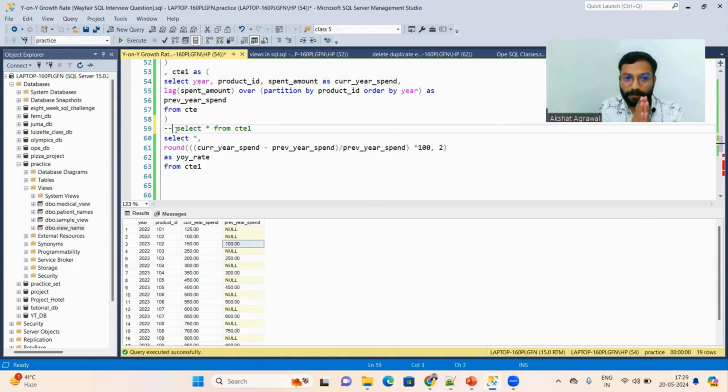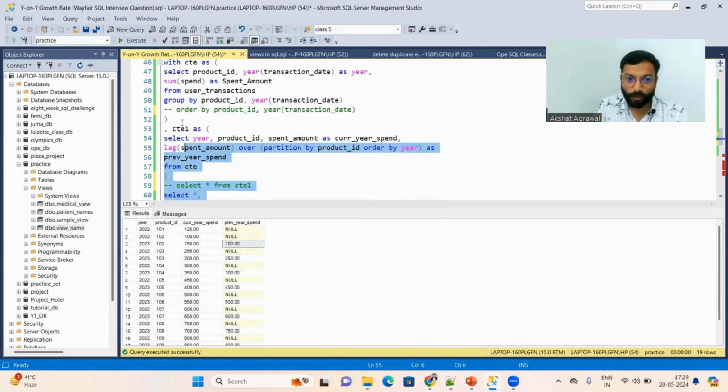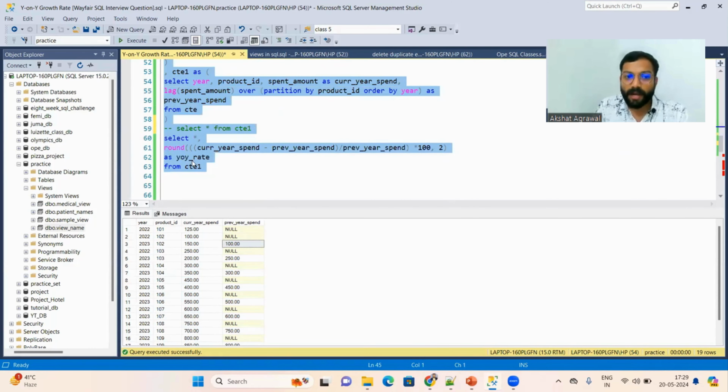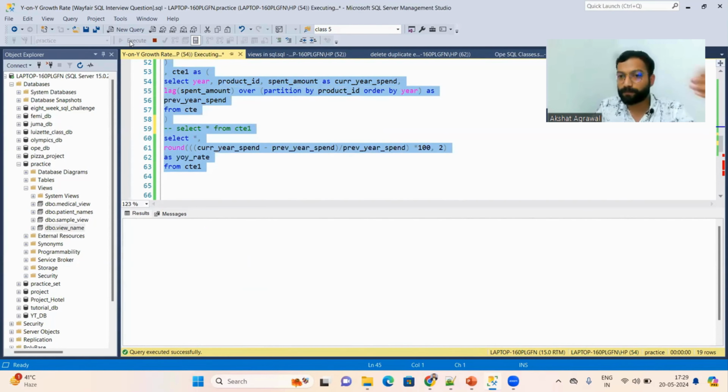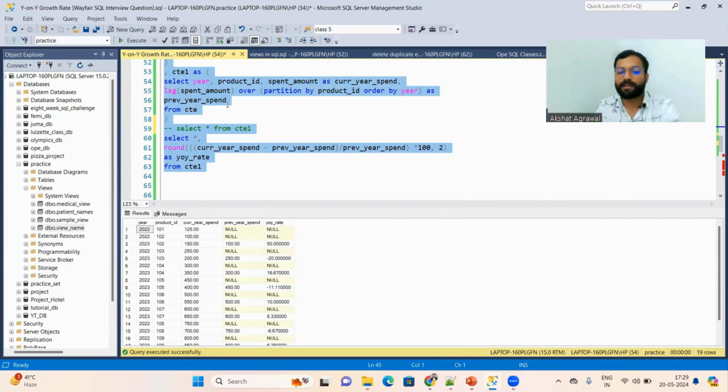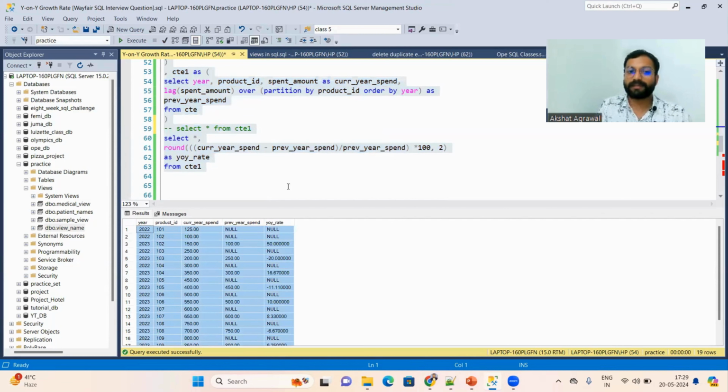Then what I'm doing is subtracting the previous year spent from the current year spent, dividing by the previous year spent to get the growth percentage, and multiplying it by 100. This is a very simple mathematical formula: current year spent minus previous year spent, divided by previous year spent, multiplied by 100 to get the percentage value, and rounded off to 2 decimal places. So to get the year-on-year growth rate, for each year and product we have the current year sale, previous year sale, and the year-on-year growth. Correct? So this will be the desired output, which we saw on the Data Lemur platform also.